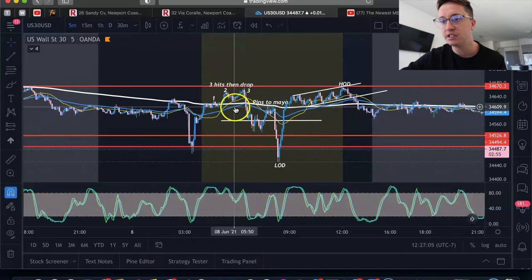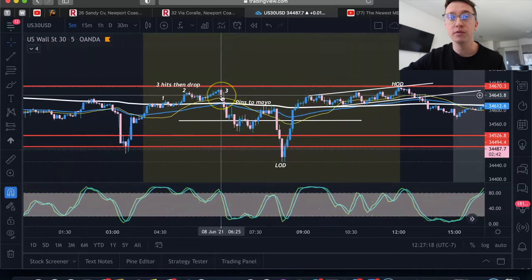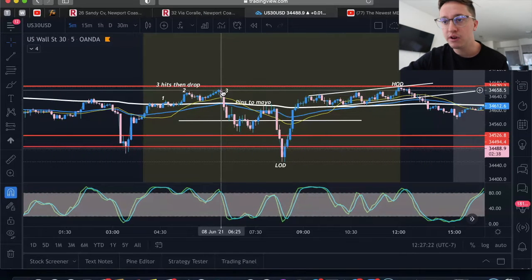I remember catching this setup right here. 3 hits to the top, then what does it do? It has the pin to the top, drops down. Like, this was the overall really good move right here. So this candle, this was the overall move that happened when the New York session actually opened up. So we can see we have our 6:30 candle right here. This is our 6:25 candle, but it opened at 6:25 and closed at 6:30.